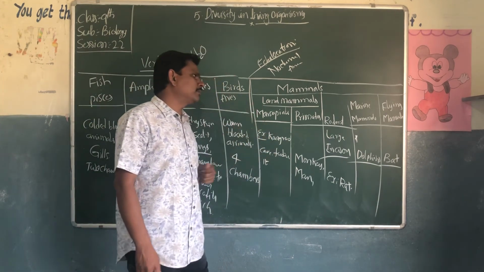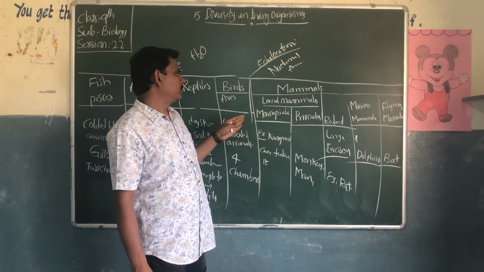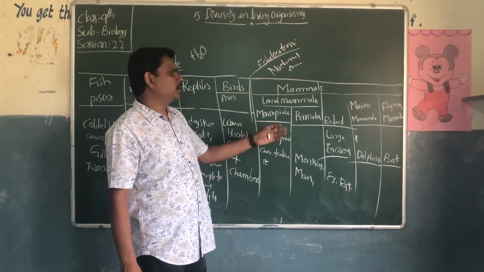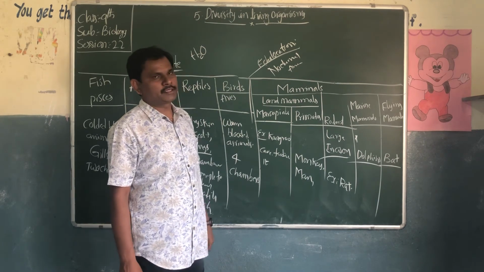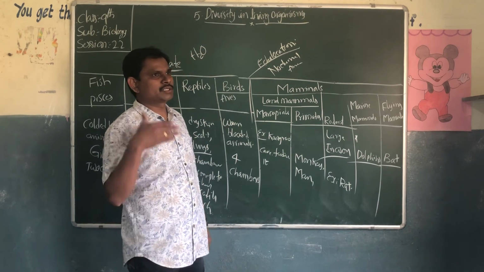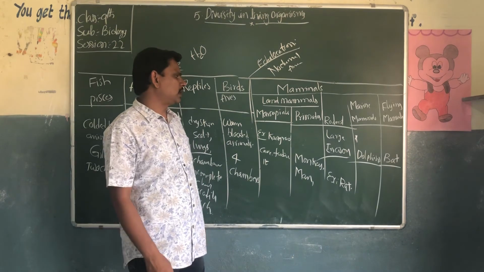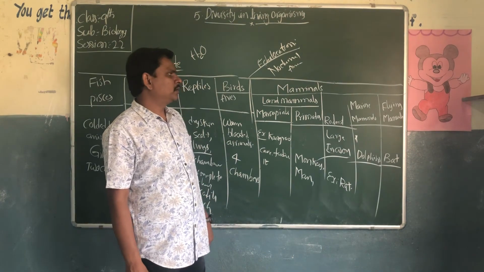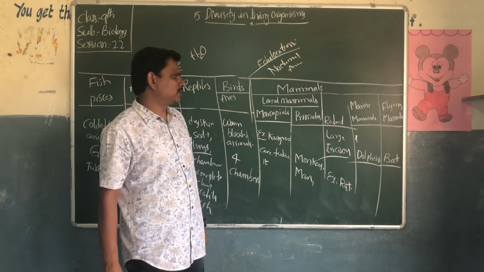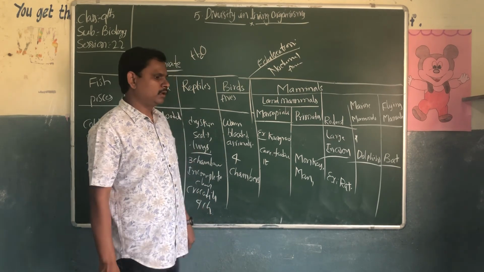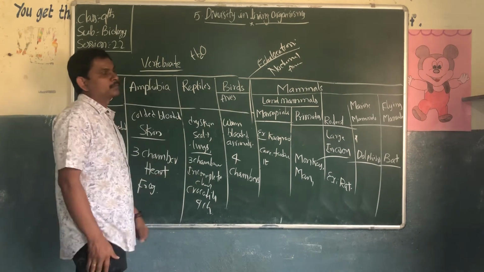Mammals: land mammals, marsupials, example kangaroo. Primates, example monkey and man. Rodents have large incisors, due to which they dig holes. Example is rat. Marine mammals, example is dolphins. Flying mammals, example is bat. Okay, we have completed this 5th lesson.